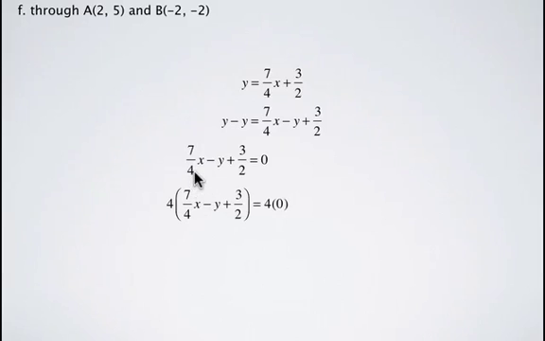So when we multiply everything by 4, we get 4 times 7 over 4x is equal to 7x. 4 times minus y is -4y. And 4 times 3 over 2, and be careful here, 2 goes into itself once and 2 goes into 4 twice, so we end up with 2 times 3, which is +6. So we end up with 7x minus 4y plus 6 is equal to 0. And this is the equation in standard form.